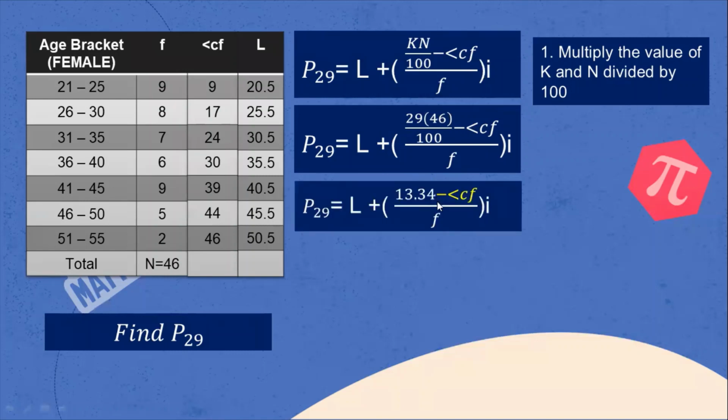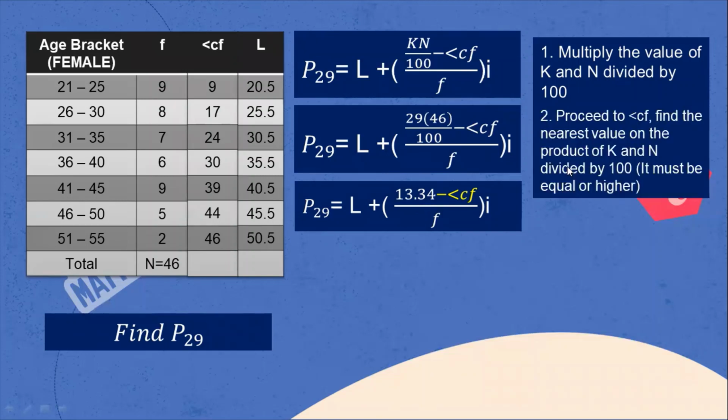The answer is 13.34. 29 times 46 divided by 100 is 13.34. Next step, proceed to less than cumulative frequency. Find the nearest value to the product of k and n divided by 100. It must be equal or higher. We will be looking for a value on the less than cumulative frequency that is nearest to 13.34, but it must be higher or equal to 13.34.